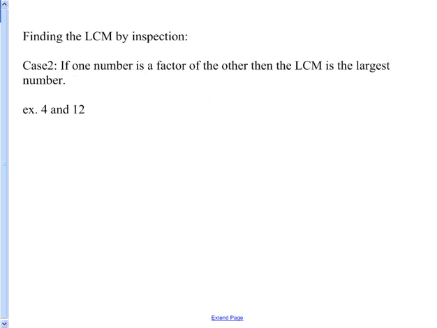Now, another case is when one of the numbers is a factor of the other. So if we look at these two numbers, 4 and 12, we know that 4 is actually a factor of 12, since 4 times 3 is equal to 12. And if this is the case, then the lowest common multiple is actually the largest number. So therefore, in this case, the lowest common multiple will equal 12.